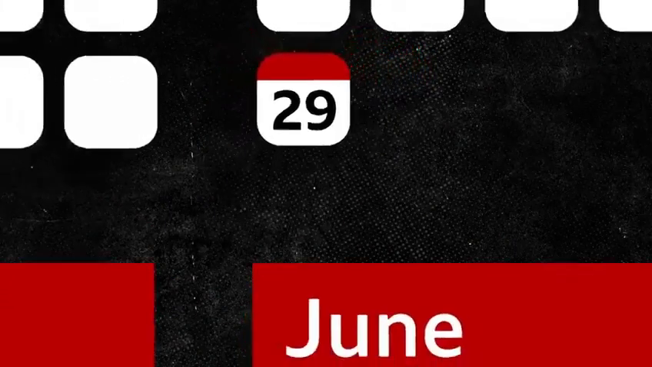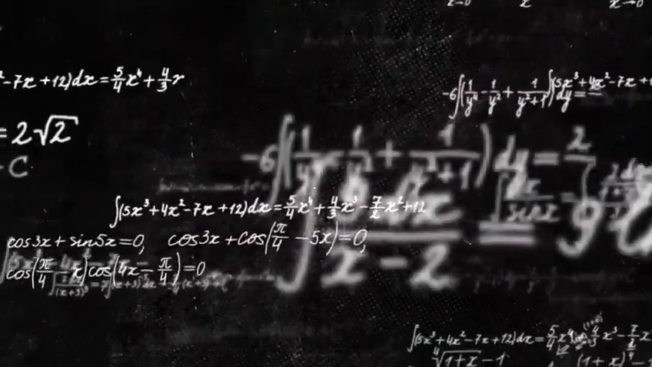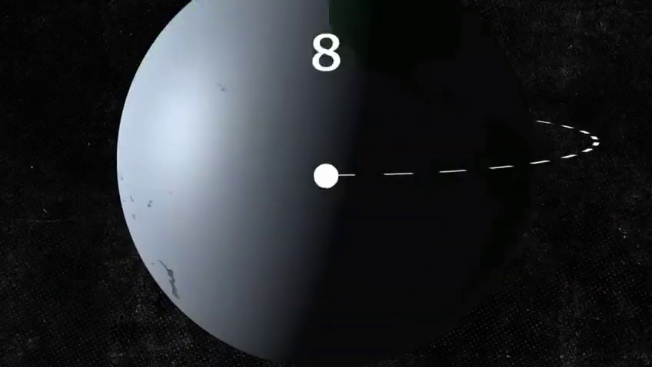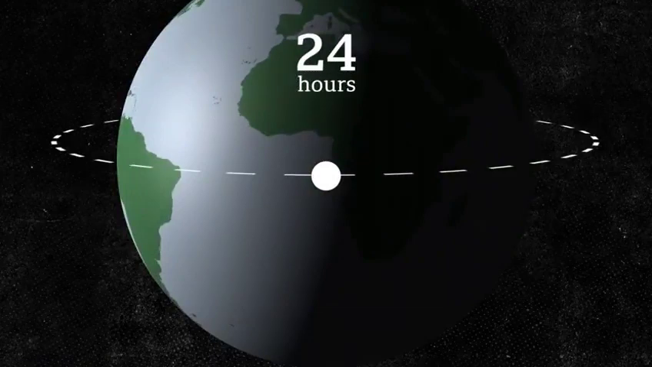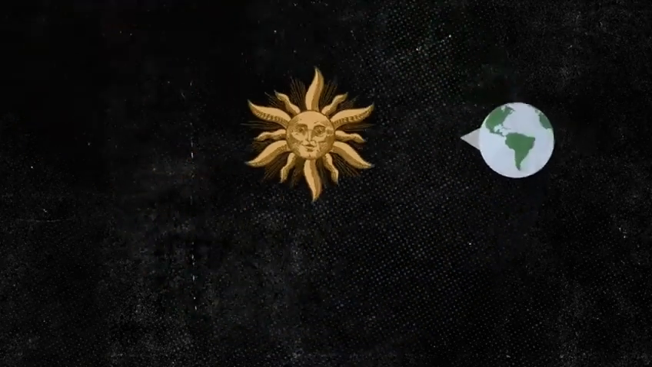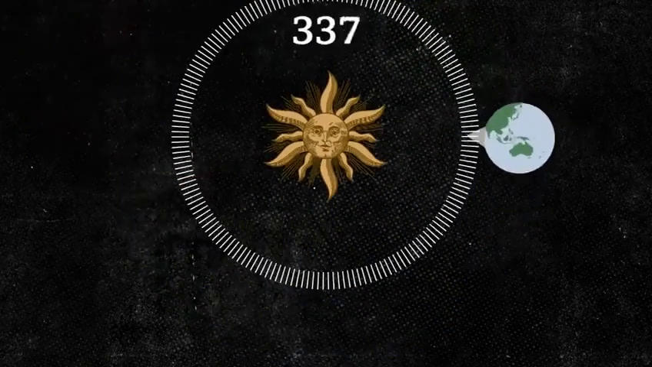But why do we have leap years? And how do we decide when to have them? The answer is a little more complicated than you may think, so here's how it works. We measure a day as how long it takes the Earth to spin once on its own axis. That's 24 hours.